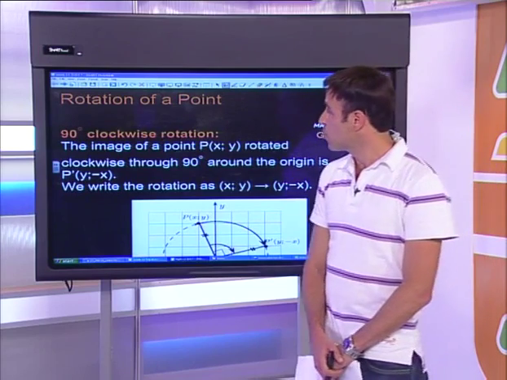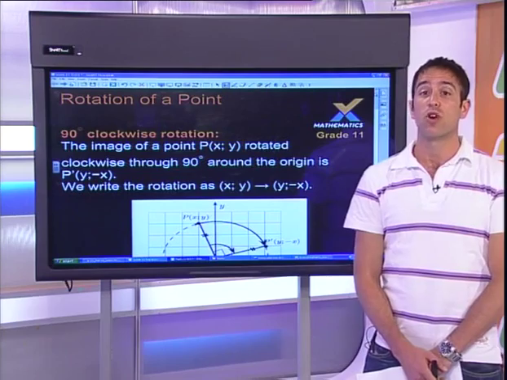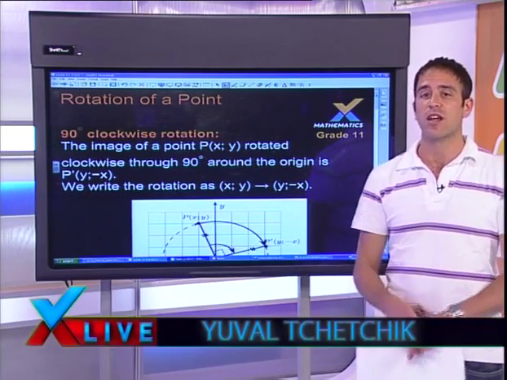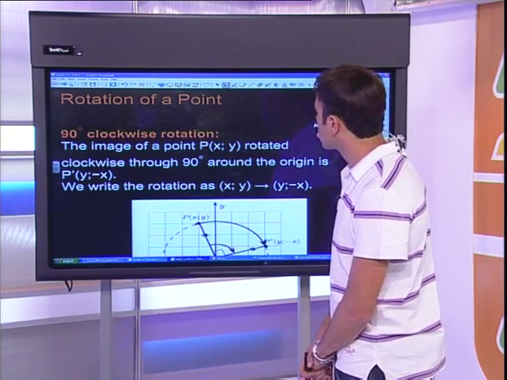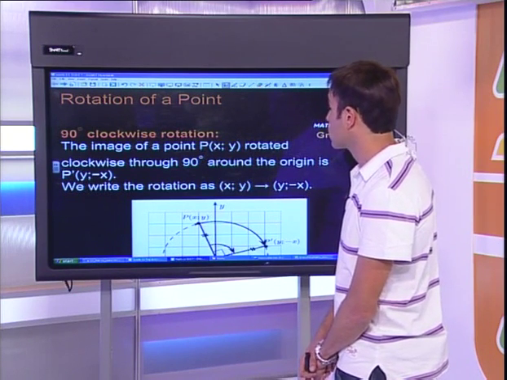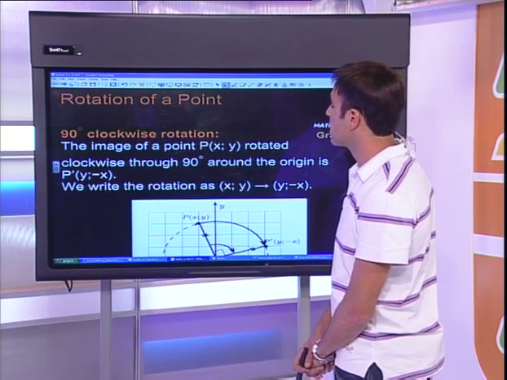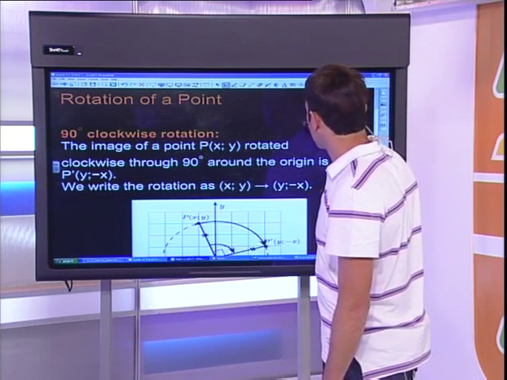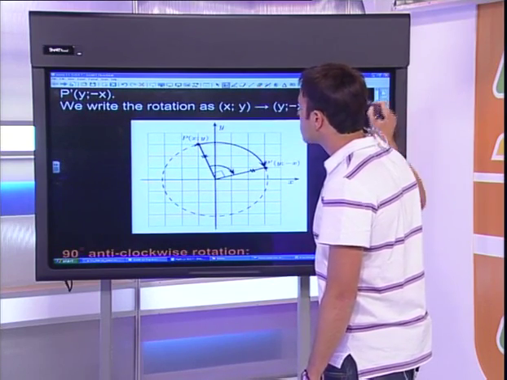Okay guys, so we said before that we're doing a lesson on transformations. The first transformation is a rotation, and I've got some basic facts here that I think we need to know just to start off with. A 90-degree rotation clockwise: the image of a point P(x, y) rotated clockwise through 90 degrees around the origin is P'(y, -x). We write the rotation as (x, y) goes to (y, -x).